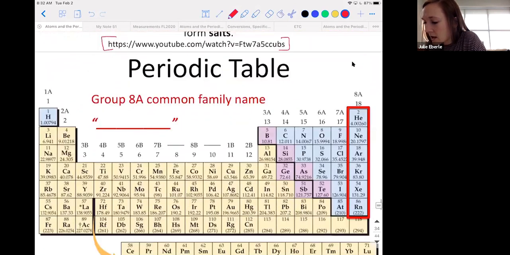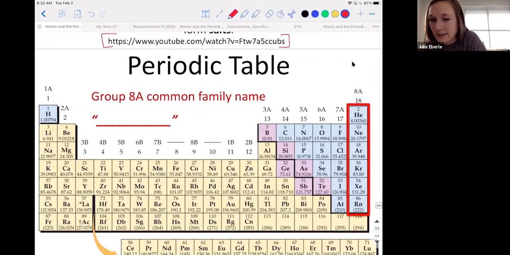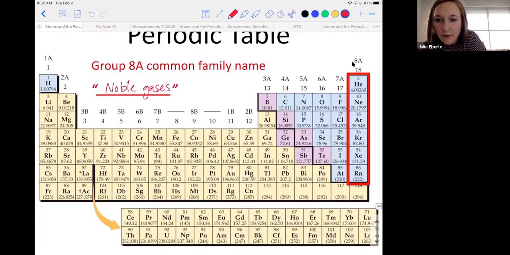All right, the last common family name, main group 8. Anybody know what these are called? Kylie said it, noble gases. All right. So what is so noble about these? Anybody remember from your high school science class? Why are these called the noble gases? What do y'all remember about the noble gases? They are stable. Okay. Chelsea said they're stable. That's true. We'll talk about what that means.